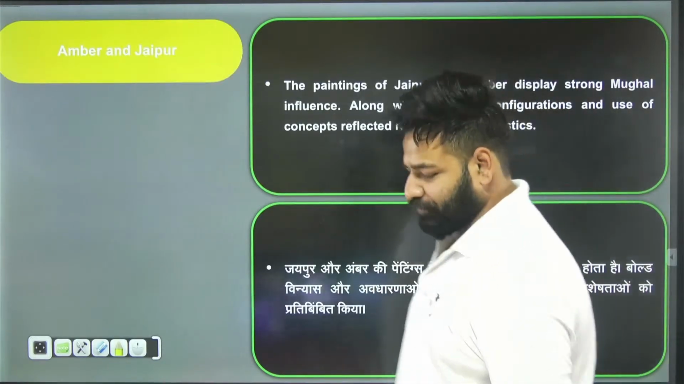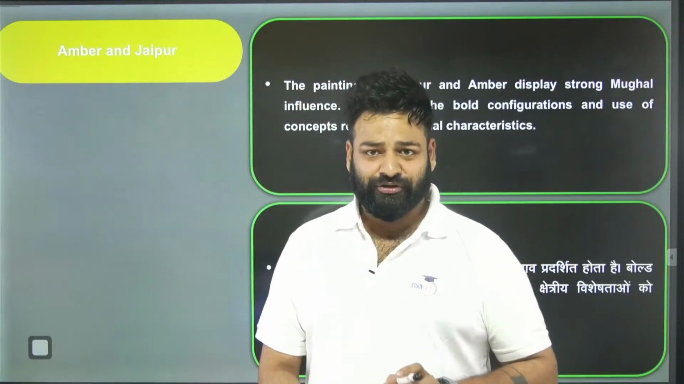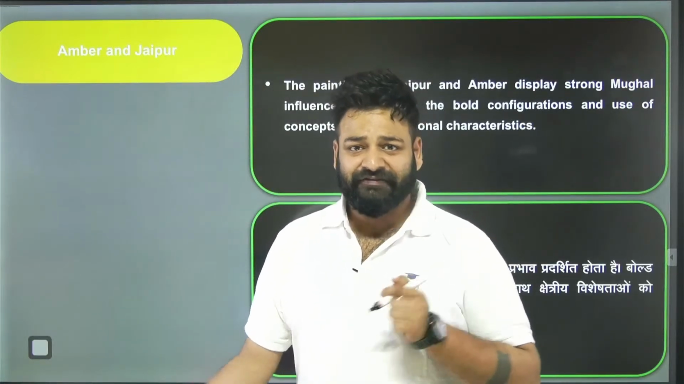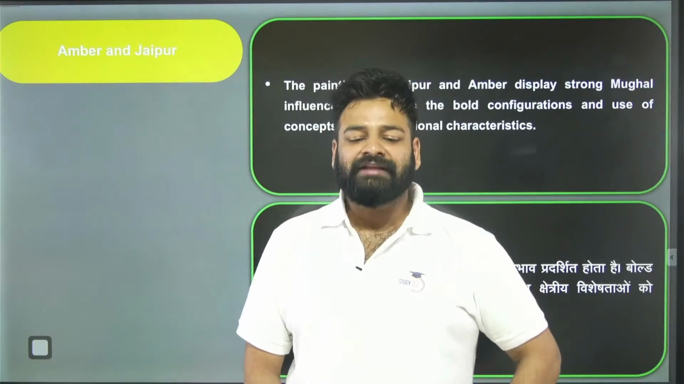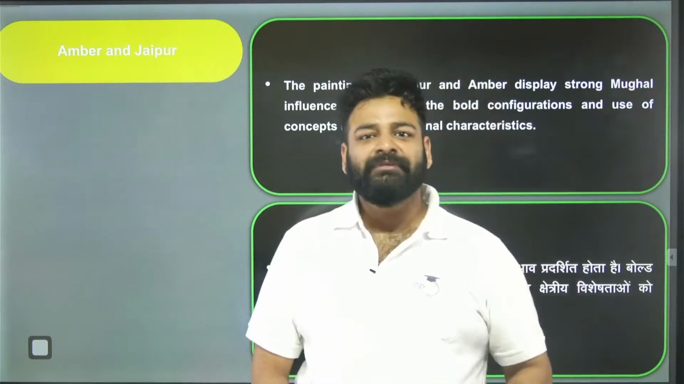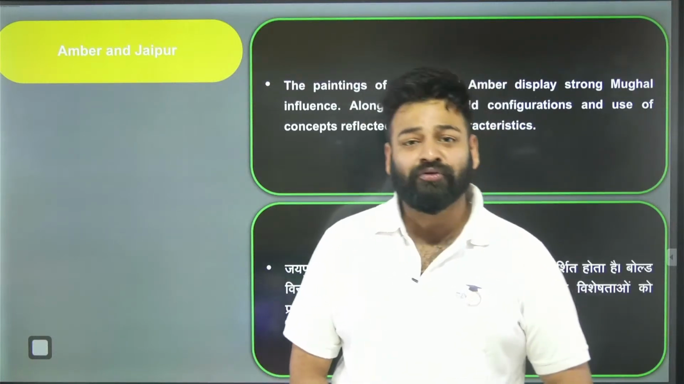Amber and Jaipur. See, we are dealing with the Rajputana school of Indian paintings only. Do not get confused that these are different segments. No, there are 7 major schools only. And in that, firstly, we have discussed Pala. Secondly, we have discussed Mughals. And thirdly, today we are discussing Rajputana.